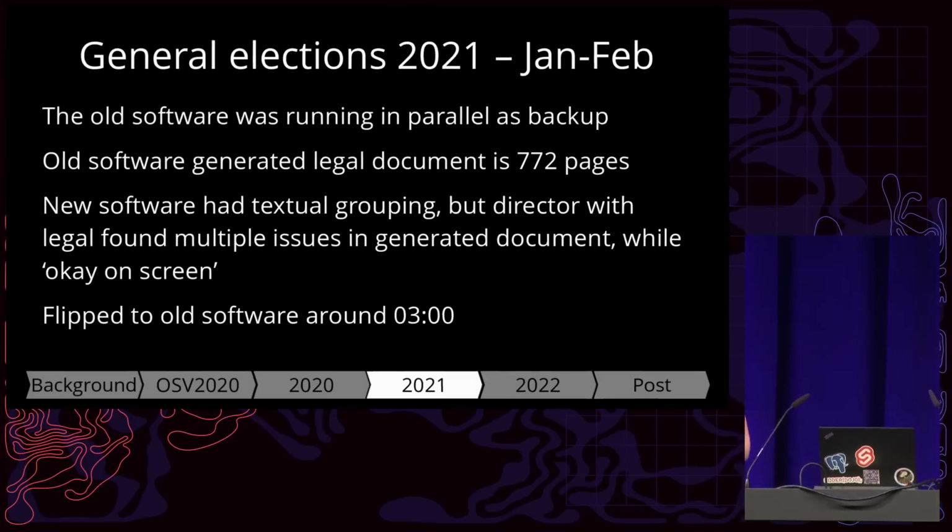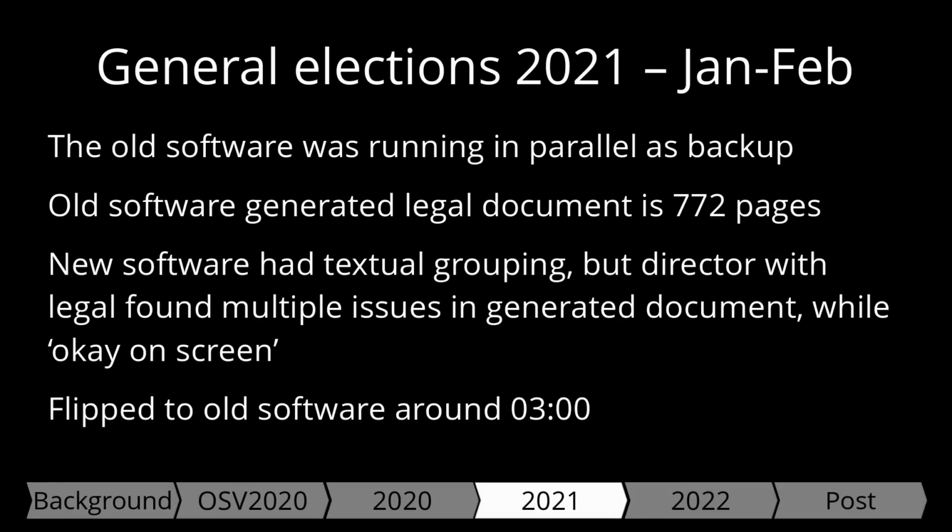But because of that patch I did, we could run the old software in parallel. And the old software generated this legal document of 772 pages. And the new software had this nice feature of textual grouping, and didn't display the same error of a candidate twice in all these 20 districts. But the director and legal team found multiple issues with it, that it was incorrect. Well, it was okay on the screen. And they reported this on Friday morning, 1 or 2 o'clock in the morning, a.m.